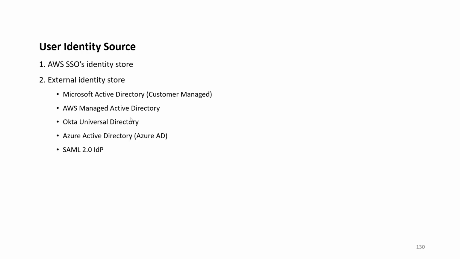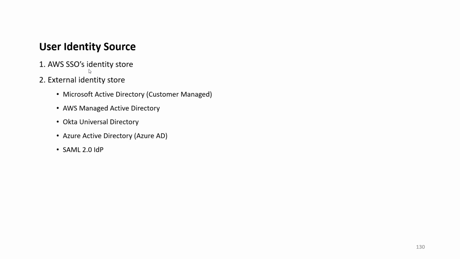Now, when we're talking about identity, where does this identity come from? With AWS SSO, identities can come from AWS itself, which provides an AWS SSO identity store. You can create the user there, create the password there, and share it so the user can access it.